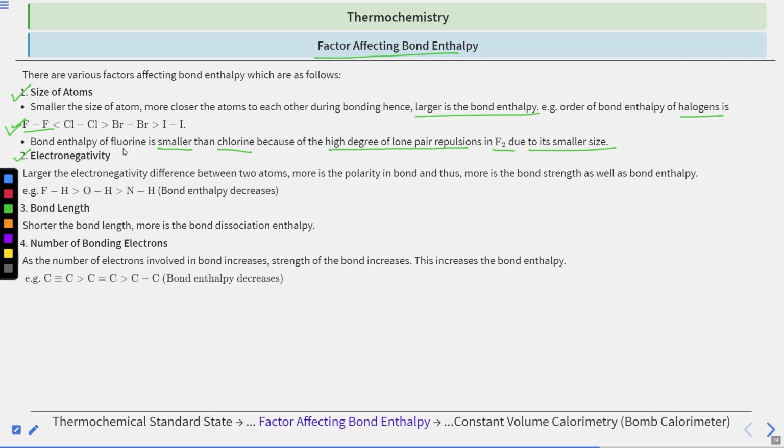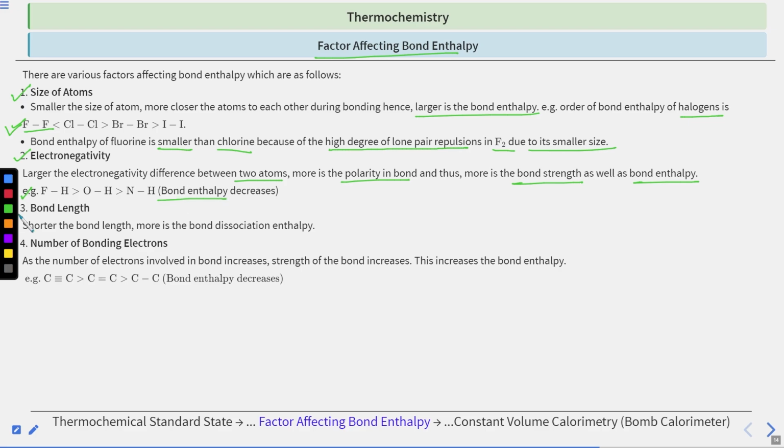The second factor is electronegativity. The larger the electronegativity difference between two bonded atoms, the more polar the bond, and thus the more the bond strength as well as bond enthalpy. So electronegativity will also affect the bond enthalpy. If the bond is more polar, that means the electronegativity difference between the two bonded atoms is more, then the bond enthalpy needed will be large. For example, in HF it is the highest, then in the OH bond, and then in the NH bond. This is the decreasing order of bond enthalpy.